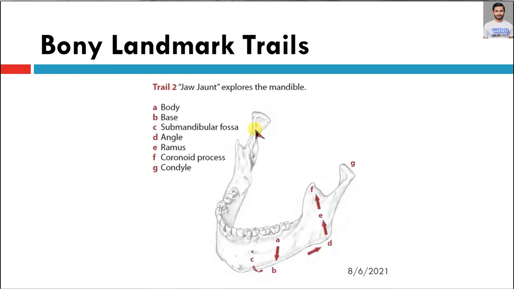Now if you look at this bone, the jawbone or the mandible, the mandible has a body, a base on the underside, and then it has submandibular fossa which is on the inner side, the mandibular angle, the ramus. Then it has two processes. One is called the coronoid process, which is very similar to the radial head. It also has a coronoid process. And then the condyle is over here.